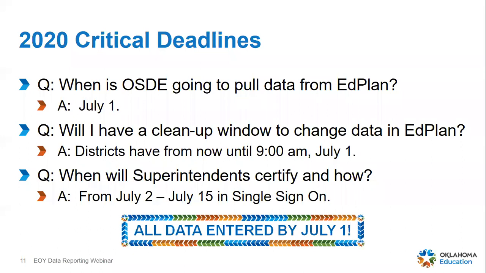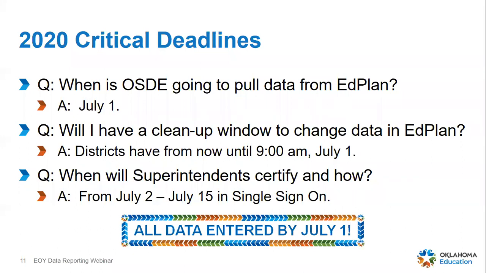That will help make sure that your data is timely, accurate, and complete, and it will help all of us submit great data. Superintendents can certify between July 2nd and July 15th in single sign-on, and we will go through in a little while how they can do that if you haven't done that in the past. So just hold on and we will talk about that.